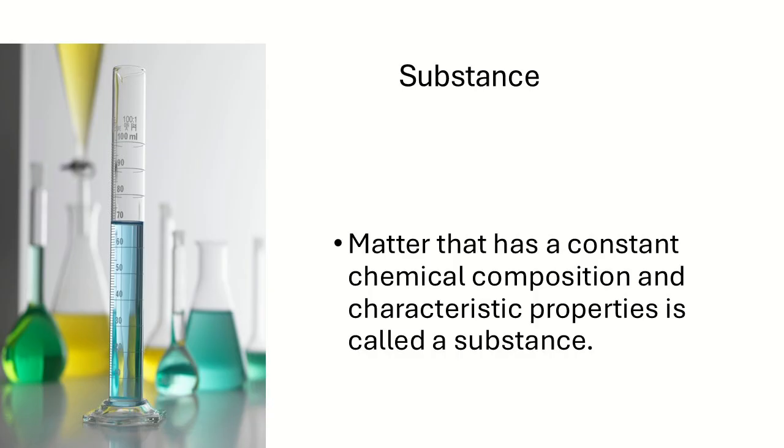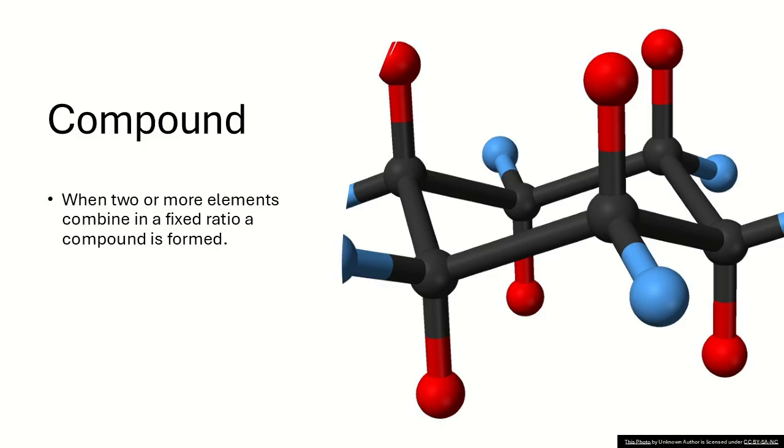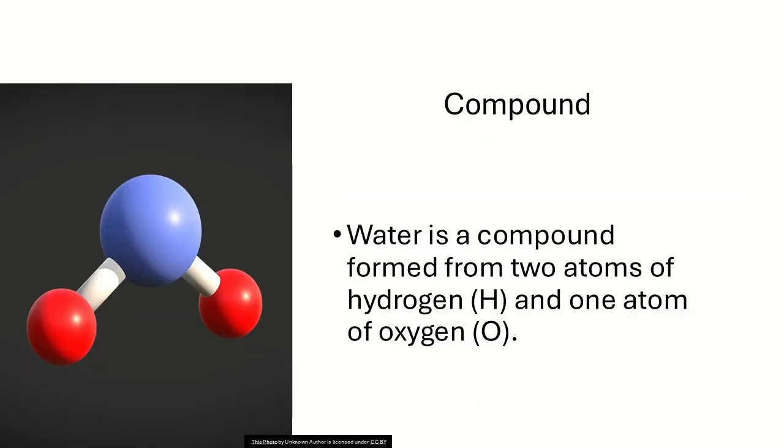Substance: matter that has a constant chemical composition and characteristic properties is called a substance. A compound: when two or more elements combine in a fixed ratio, a compound is formed. A simple example of a compound is water. It's formed when two atoms of hydrogen and one atom of oxygen form a bond chemically. That's why we have water. So these two gases, hydrogen and oxygen, combine to make water, a liquid.